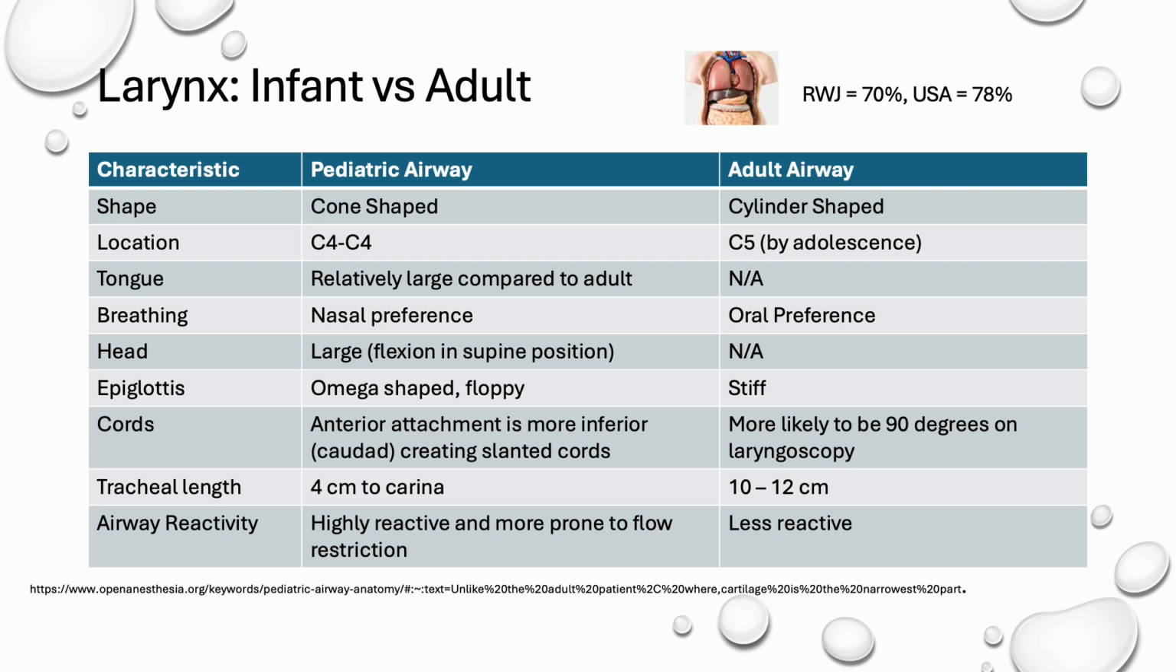The tracheal length in young children is quite short, which makes main stem intubation significantly more likely in children. The adult airway in average size adults is somewhere between 10 and 12 centimeters. Children tend to have more highly reactive airways as well and are more prone to flow restriction by way of bronchospasm, and those with asthma are more prone to asthma exacerbations as well.